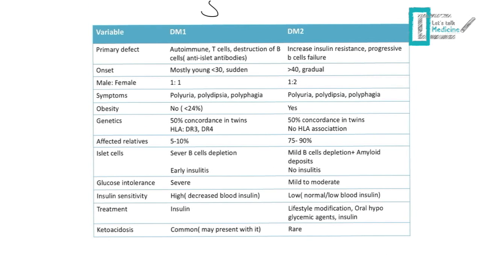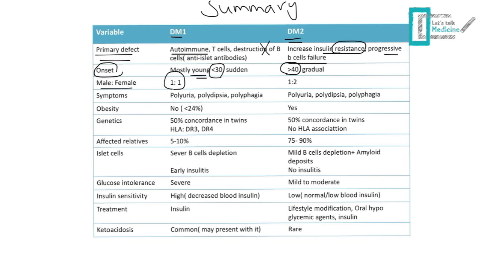As a summary for both types of diabetes: one, the primary defect in diabetes type 1 is autoimmune destruction of beta cells, while in type 2 diabetes, we have increased peripheral insulin resistance and progressive beta cell failure or impaired release of insulin. The onset in diabetes type 1 is usually in younger age, younger than 30s, while in type 2, older age, more than 40. But as we said, both types can occur at any age. For the prevalence between genders, type 1 is almost equal between female and male, while in type 2, female is twice as male. Diabetes symptoms are almost similar in type 1 and type 2.